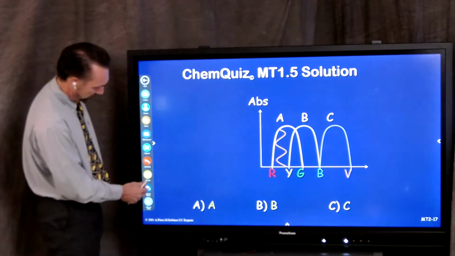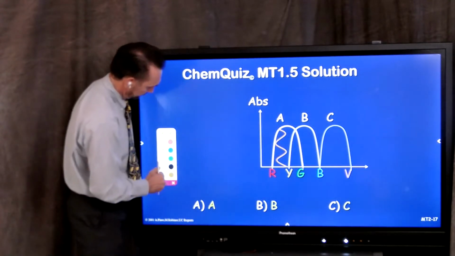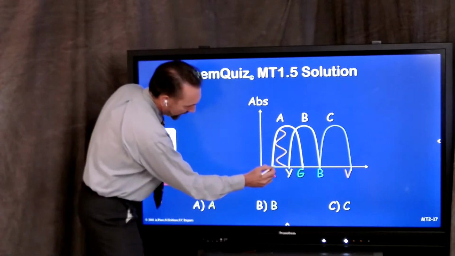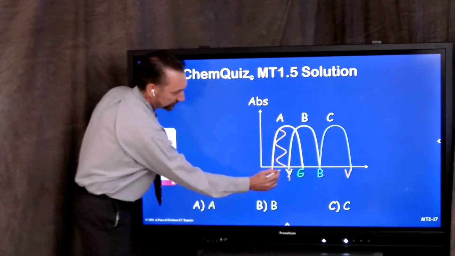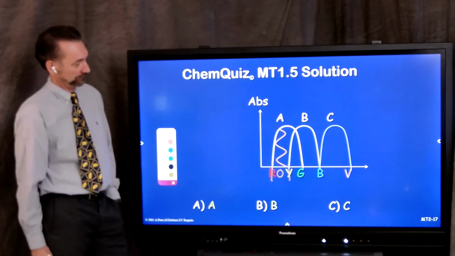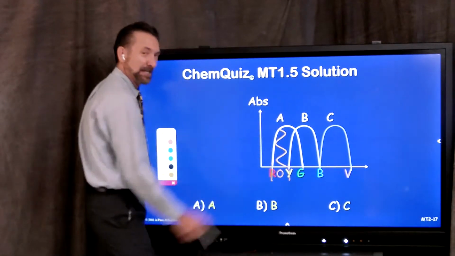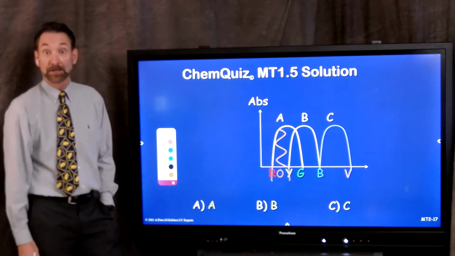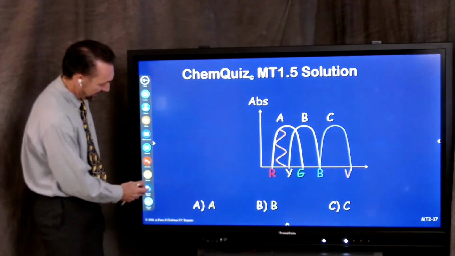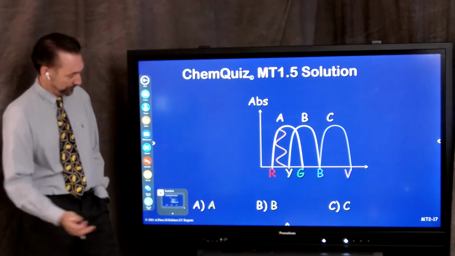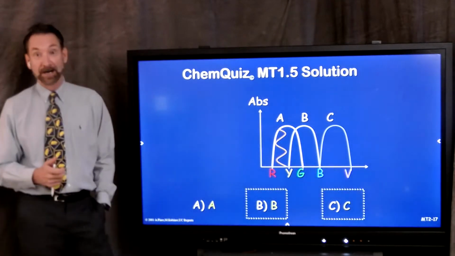Orange has to fall somewhere between the red and the yellow. That's your Roy G. Biv. So the orange is there. So I bet B would let the orange photons through as well. So I think if you said C, you were absolutely correct. But if you said B, I think you were also right.